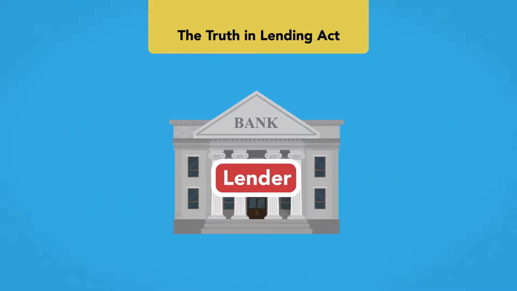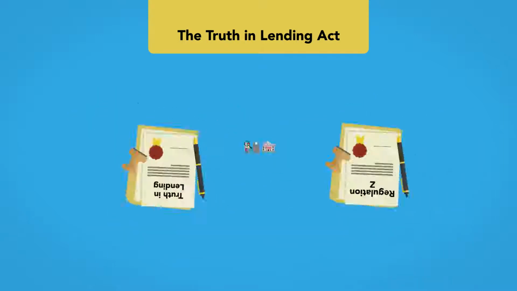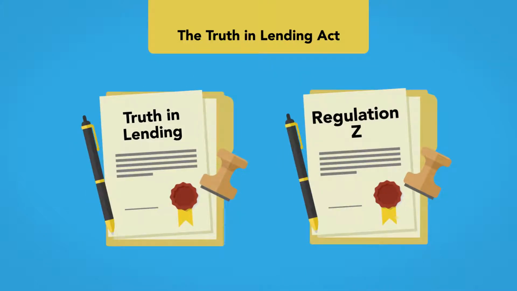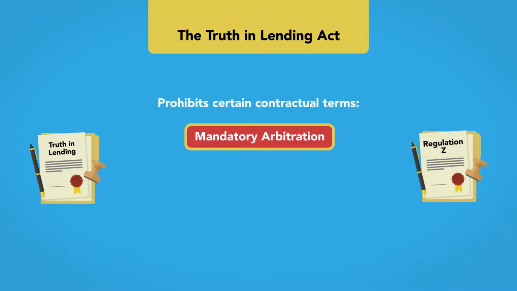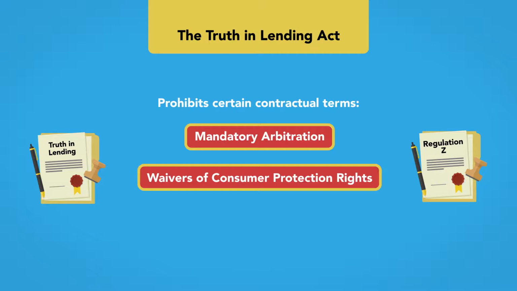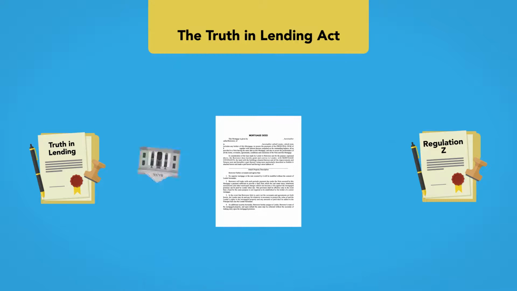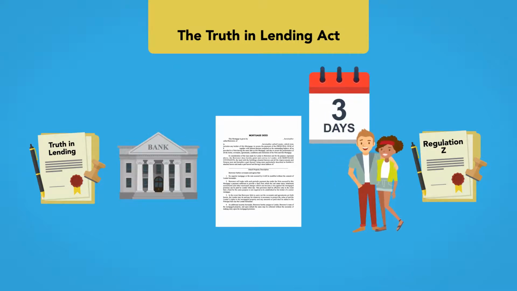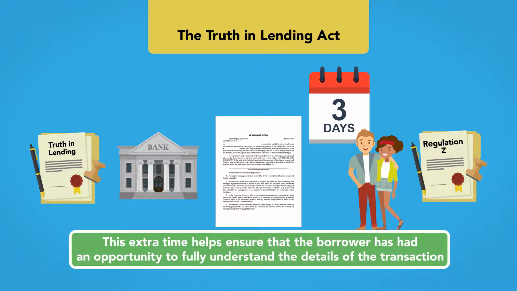The rule also requires all lenders to document and verify a potential borrower's ability to repay the loan, thus minimizing the foreclosure risk. TILA and Regulation Z also provide important substantive rights to mortgage borrowers. The law prohibits certain contractual terms like mandatory arbitration and waivers of consumer protection rights in any lending agreement where a dwelling is used as a security. Also, the Act requires lenders to give home loan borrowers at least 3 days after closing to rescind the transaction. This extra time helps ensure that the borrower has had an opportunity to fully understand the details of the transaction and all the legal and financial liabilities that it raises.